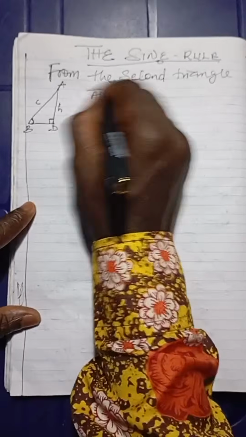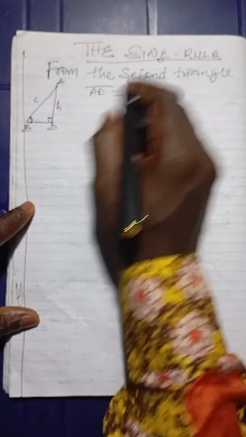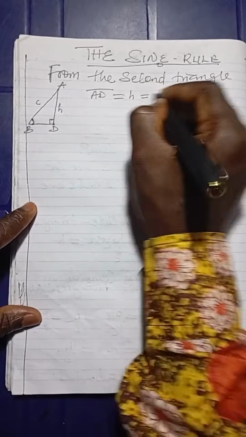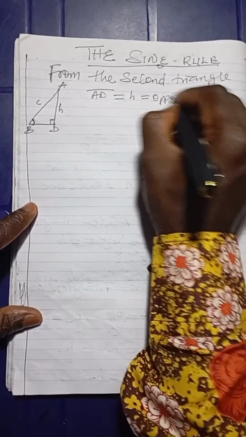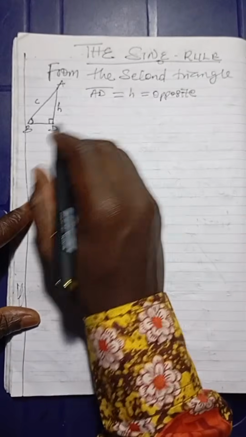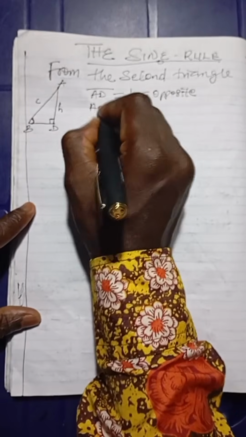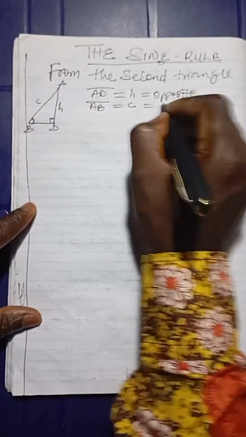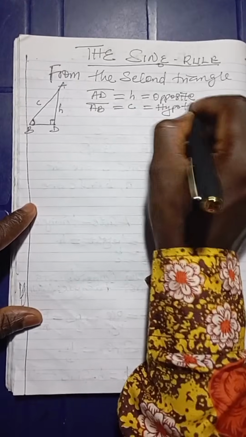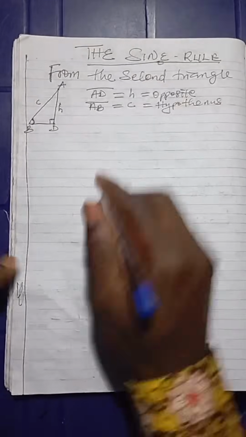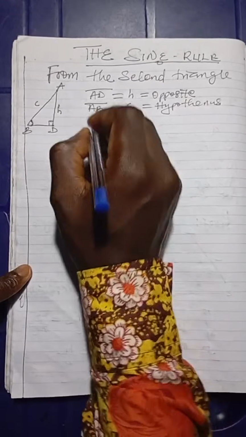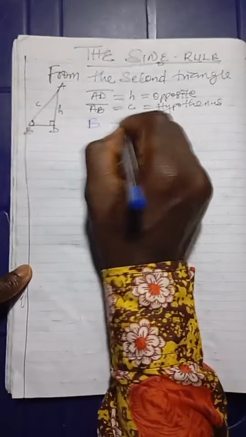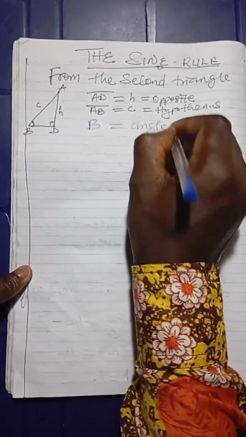AD is equal to H, which is our opposite here. Whereas AB is our C and is the hypotenuse. This is the adjacent, okay? We don't really need the adjacent for sine theta, because it's the sine rule we are dealing with. All right, so B is the angle. Good.